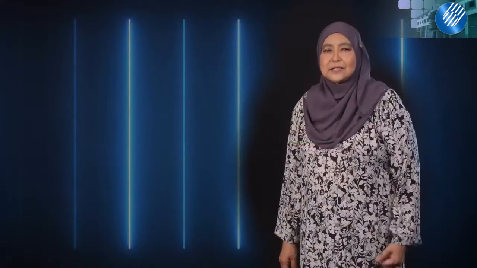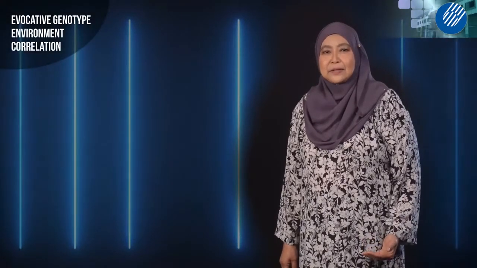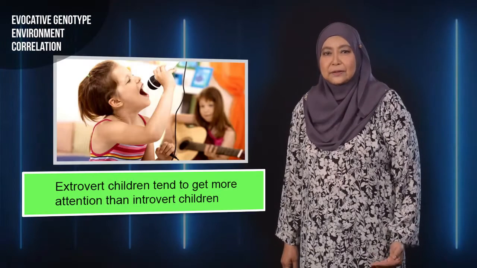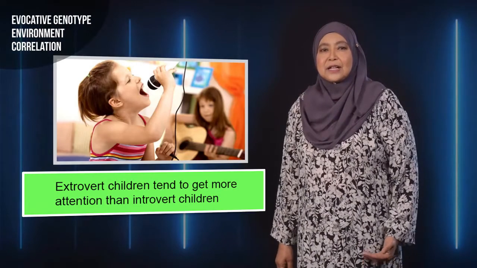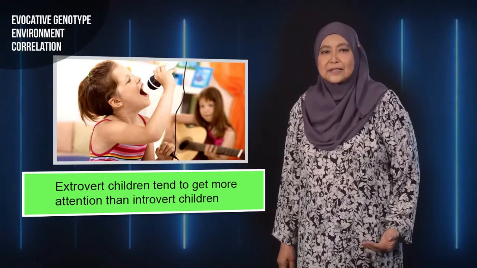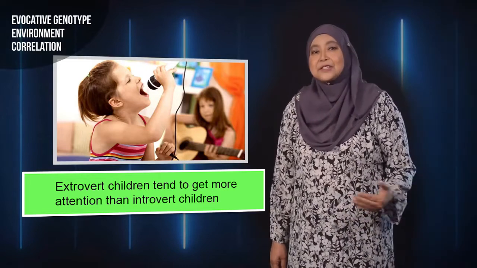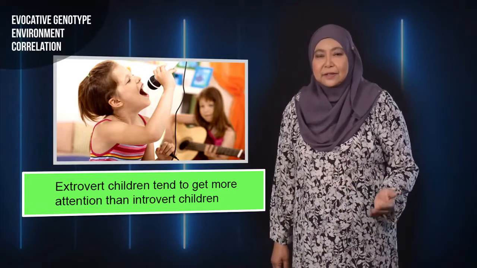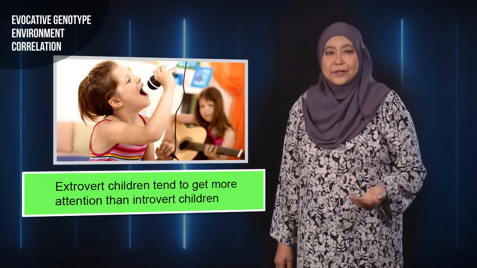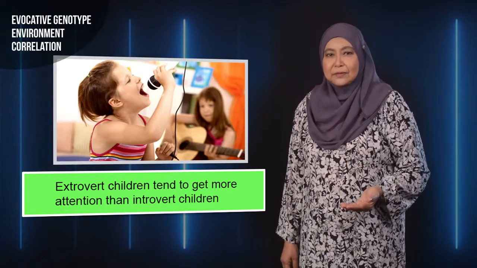What about the third instance, which is evocative genotype environment correlation? This occurs when the child is older. For example, if the child is an extrovert, the probability of the child socializing and getting social stimulation is greater than when the child is an introvert. So children who are cooperative and responsive tend to get more attention.